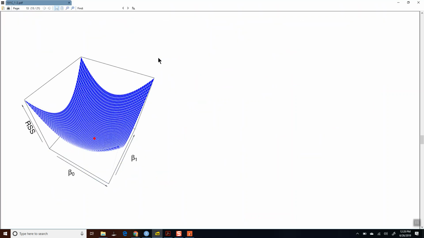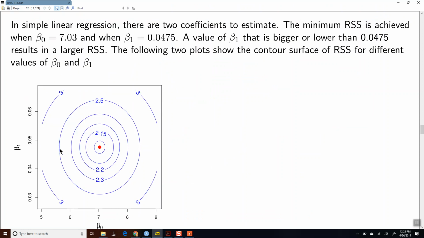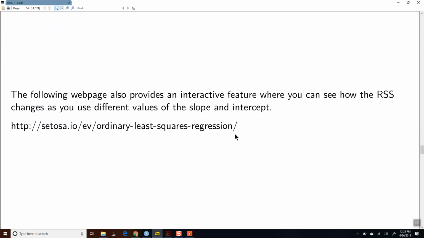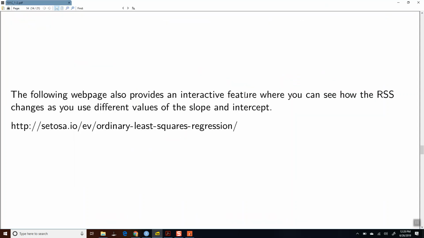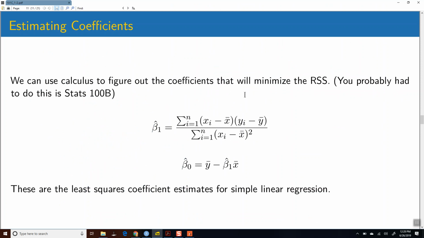In 3D it looks something like this, and if you make a contour plot, it's going to look something like this. You can play around with this to get an idea of how shifting the intercept up and down affects the squared residuals. Changing the slope also affects the squared residuals. But again, via calculus, you solved it and found your best fitting slope and your best fitting intercept.